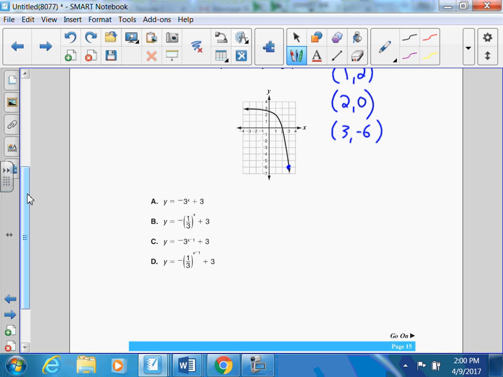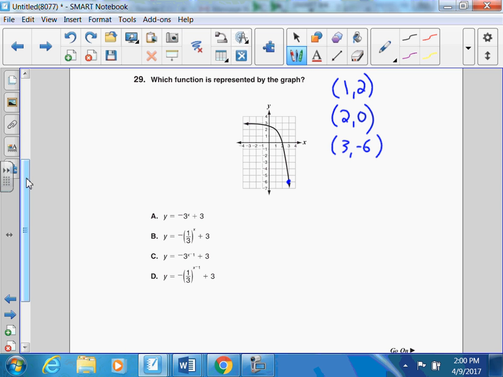So let's start off with (1, 2). For this, it'll be -3 to the first power, and then +3, and we're going to see what we get out. So again, we're plugging in 1, right? Because we don't have parentheses around this -3, we're only taking 3 to the first power, and then attaching the negative. So 3 to the first power is 3. Then you attach the negative, you get -3. -3 plus 3 is 0, not +2. So it's not going to be the first answer.